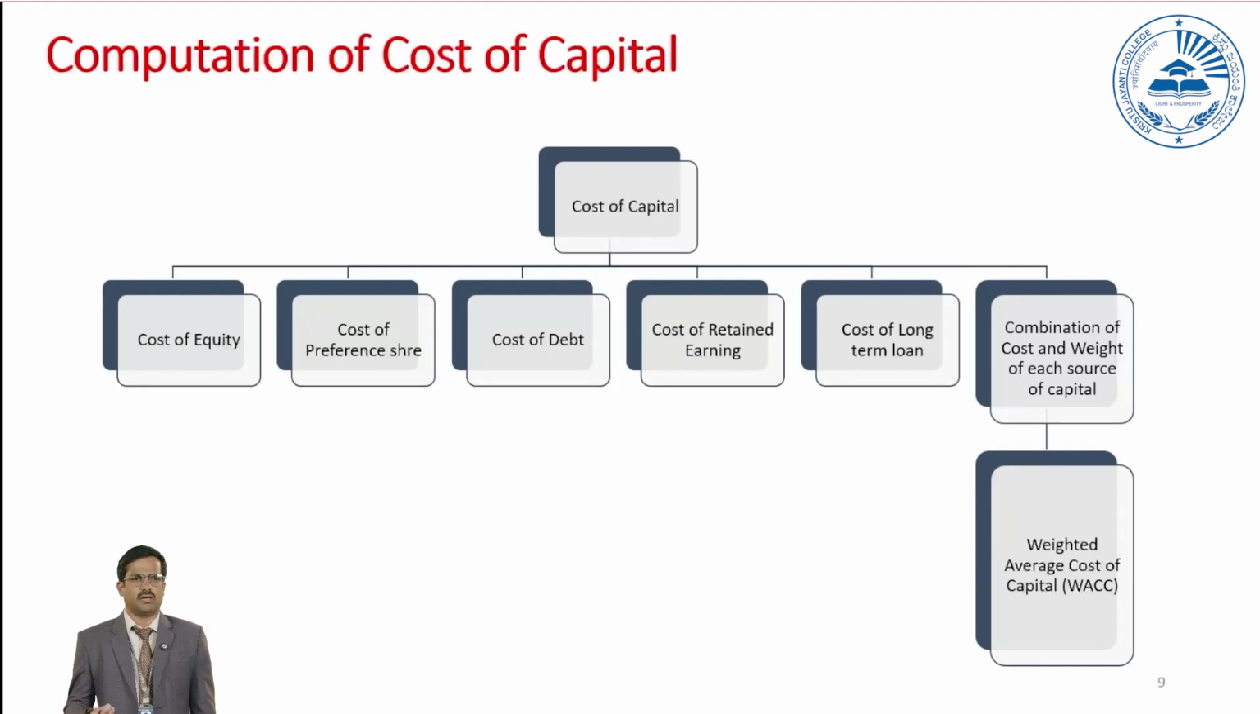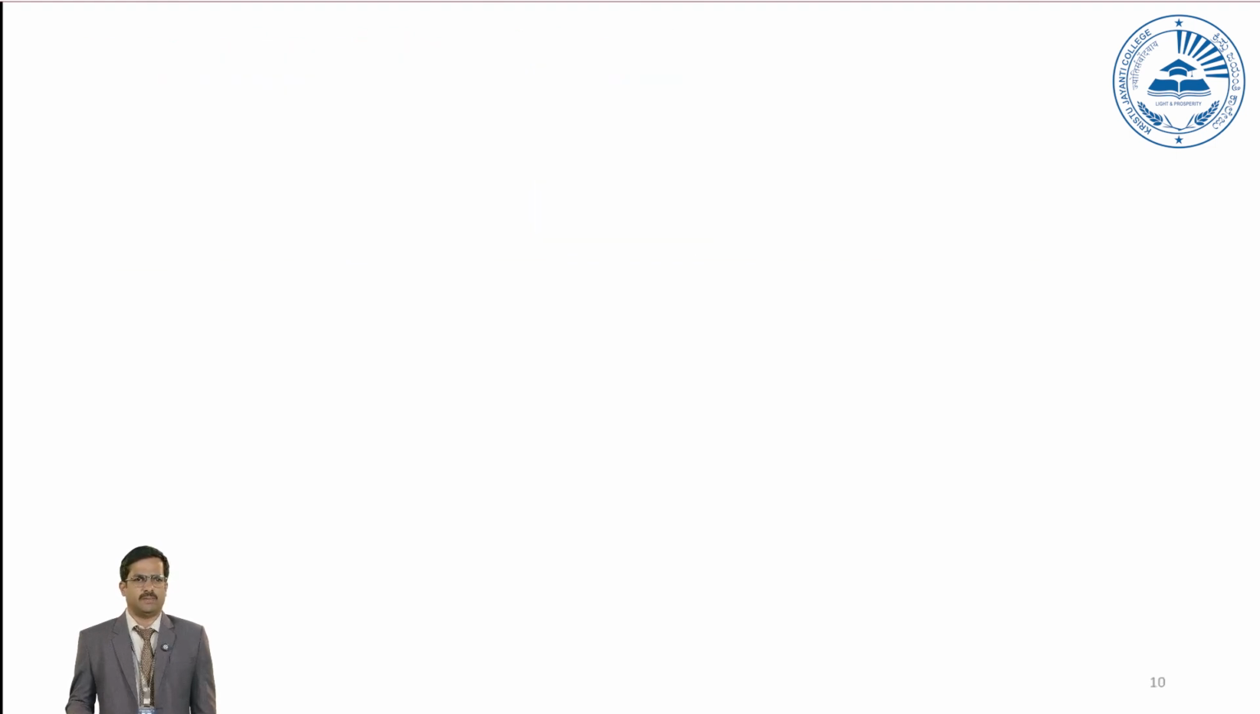So after calculating all the 5 costs, each and every specific cost of equity, preference shares, debentures, retained earnings and long term loan, we can calculate the weighted average cost of capital.